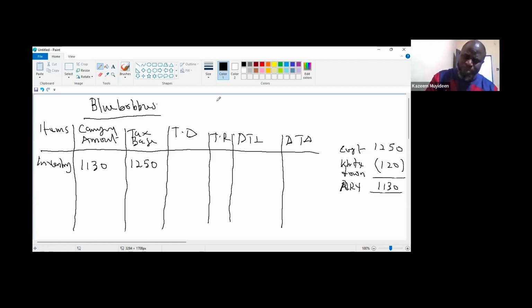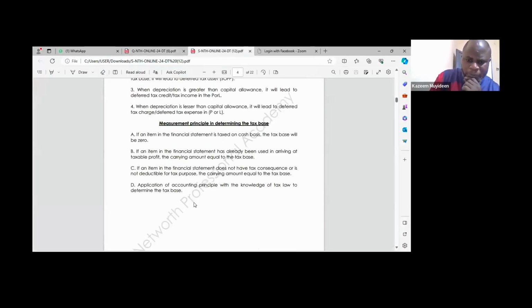That is why let's go back to the principles I'm telling you. And let's get the principle. It's just 4 principles you need to learn. This is the 4 principles. If an item in a financial statement is taxed on cash basis, the tax base will be 0. Don't forget, I have told you 6 ways. They will give you the carrying amount. You will determine the tax base to get the temporary difference. That is the 3rd way. They will now go to current tax. We have done one last week. We'll do one again now.